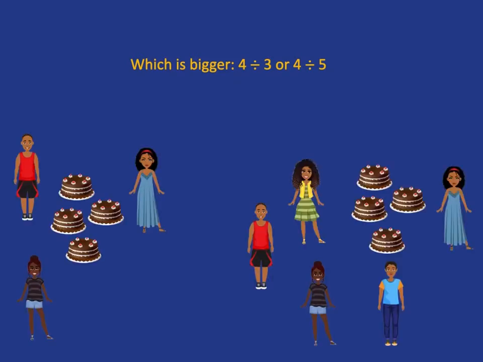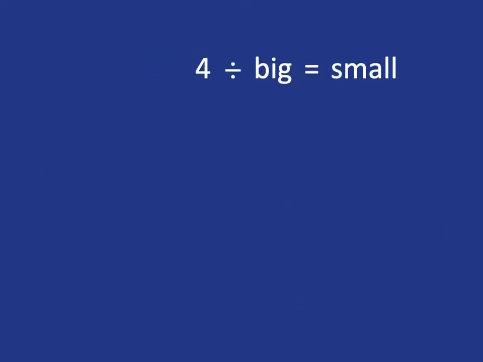It's easy to answer because 4 divided by 3 is just 4 cakes shared between 3, and 4 divided by 5, well, there you've got 5 people to share those cakes. Which is going to have more? Well, obviously, if you've only got 3 people sharing the cakes, you're going to get a bigger slice of cake each. So 4 divided by 3 is bigger.